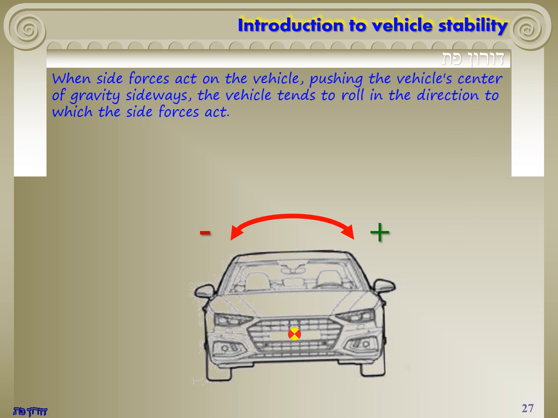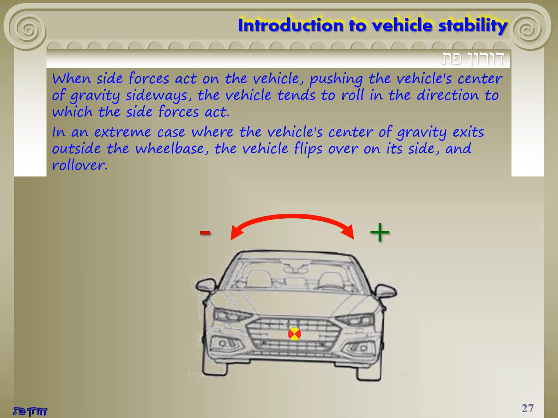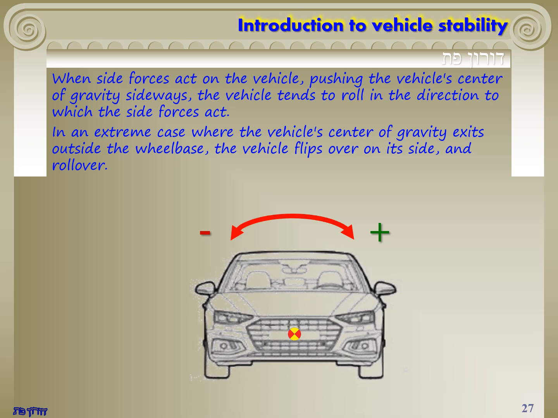When side forces act on the vehicle, pushing the vehicle's center of gravity sideways, the vehicle tends to roll in the direction to which the side forces act. In an extreme case, where the vehicle's center of gravity exits outside the wheelbase, the vehicle flips over on its side, and rolls over.